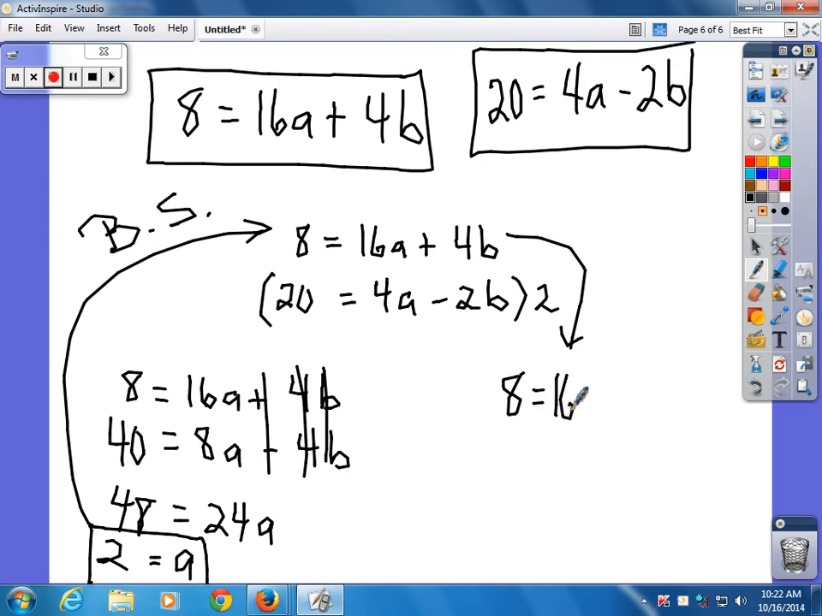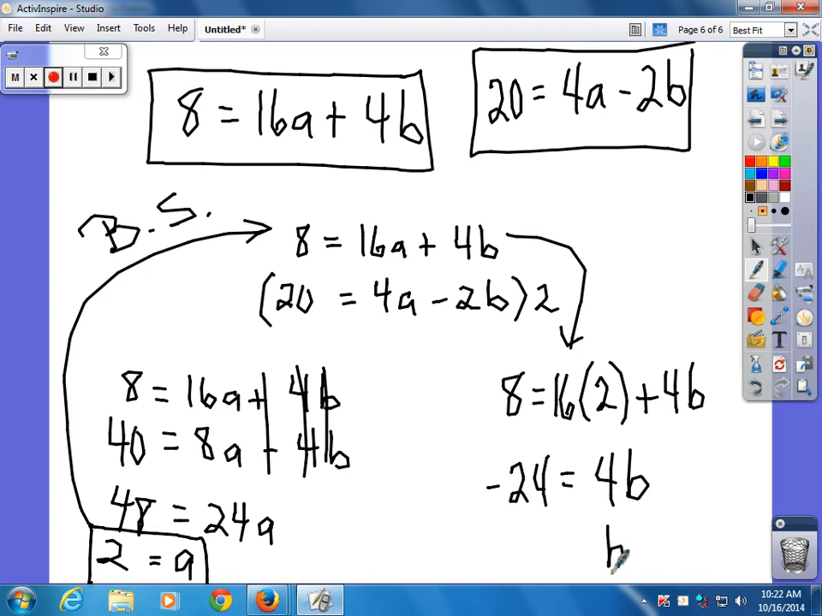8 is equal to 16 times 2 plus 4b, and 16 times 2 is what? 32. 8 minus 32 is negative 24, which is equal to 4b. b is equal to what? Negative 6.